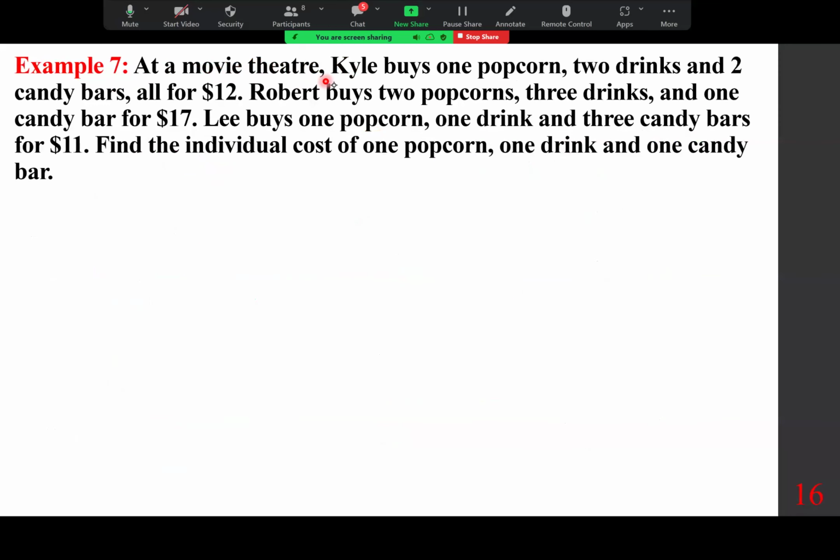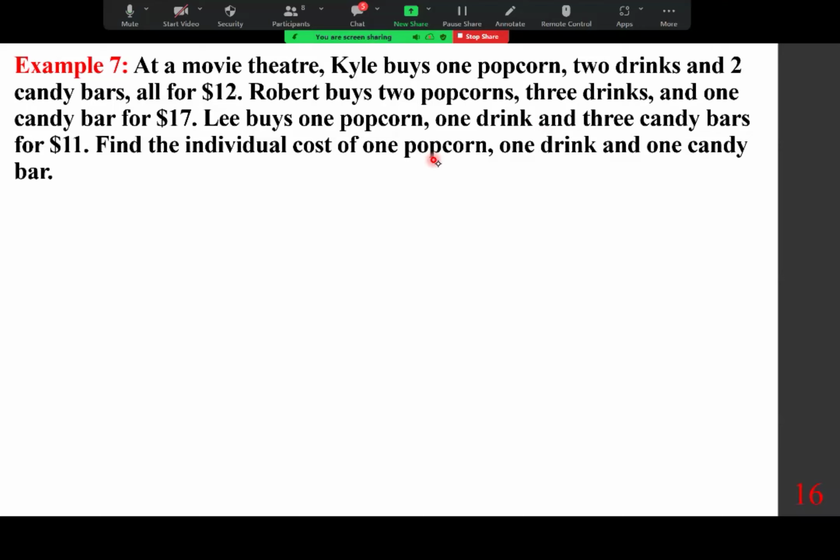At a movie theater, Kyle buys 1 popcorn, 2 drinks, and 2 candy bars, all for $12. Robert buys 2 popcorns, 3 drinks, and 1 candy bar for $17. Lee buys 1 popcorn, 1 drink, and 3 candy bars for $11. Find the individual cost of 1 popcorn, 1 drink, and 1 candy.